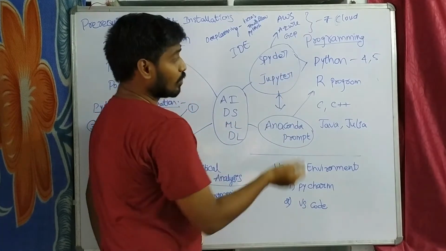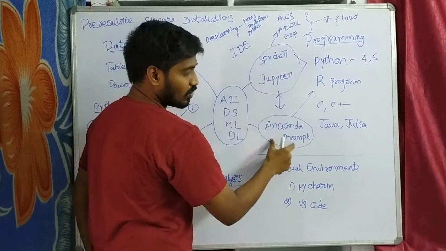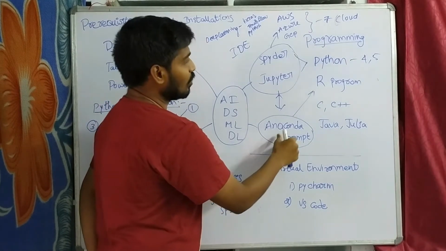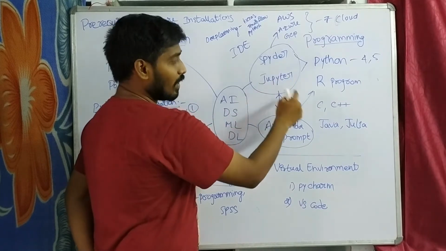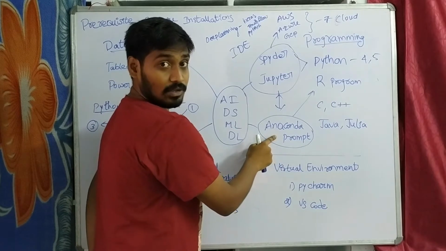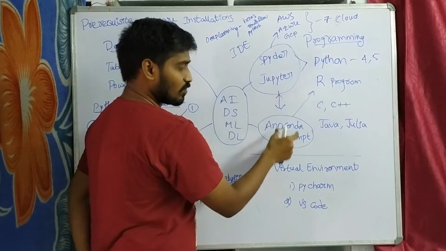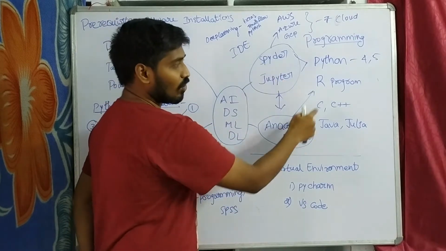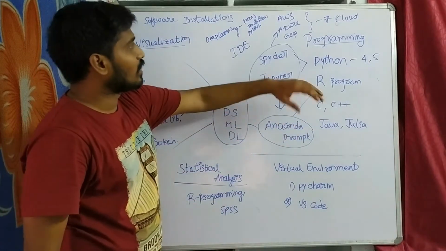If you want to install these two, Spyder and Jupyter, you need to install Anaconda software. If you install Anaconda Prompt, then automatically you will get Spyder and Jupyter. R programming is also available in Anaconda. Now you have very good clarity, right? So first we need to install Anaconda, and inside it these two are already there. Then this part is finished.